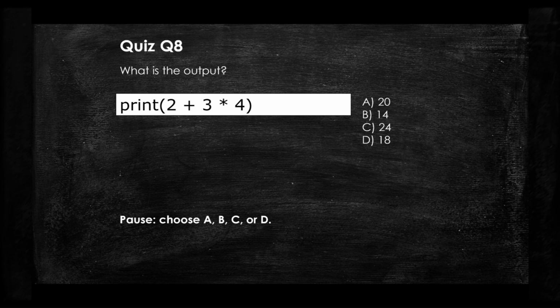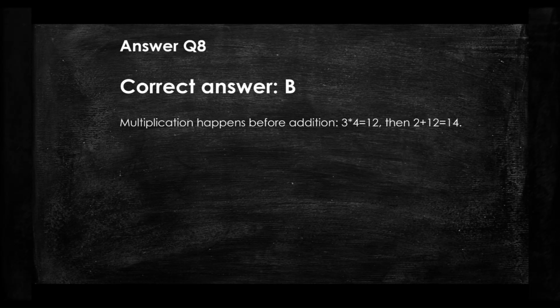Question number 8. What is the output? The correct answer is B. Multiplication happens before addition. 3 times 4 equals 12, then 2 plus 12 equals 14.